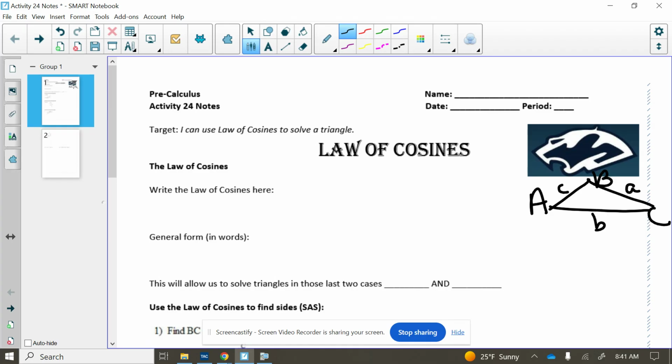And what we're going to see with the law of cosines is that officially you write it three ways. If we're trying to find little a, you would take a squared equals b squared plus c squared minus 2 times b times c times the cosine of the angle across from little a, so big A.